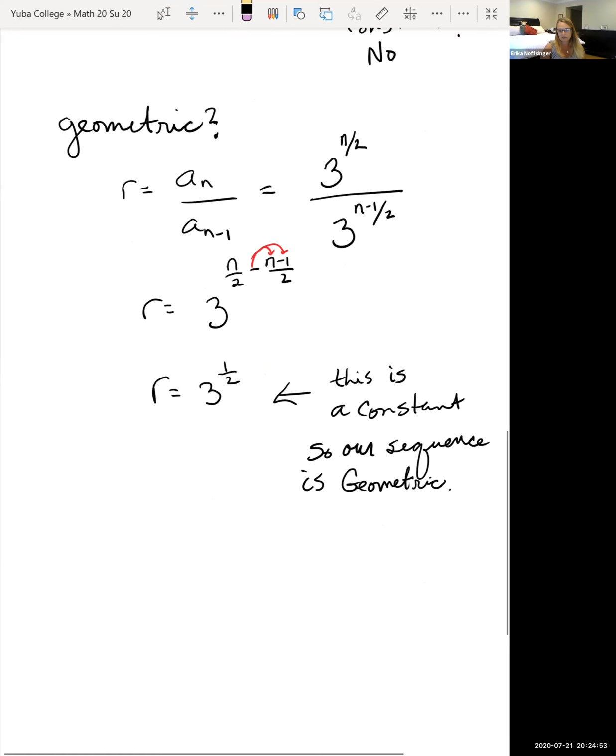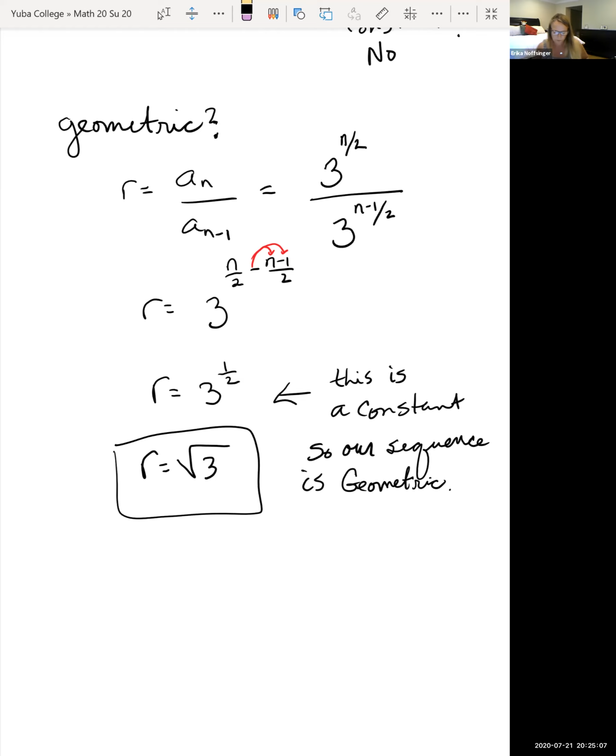So I can simplify this. I can leave this as r equals 3 raised to the 1/2, but if I want to rewrite this as a radical, I can. The 1/2 power is the same thing as r equals the square root of 3. Okay, so we found our common ratio.